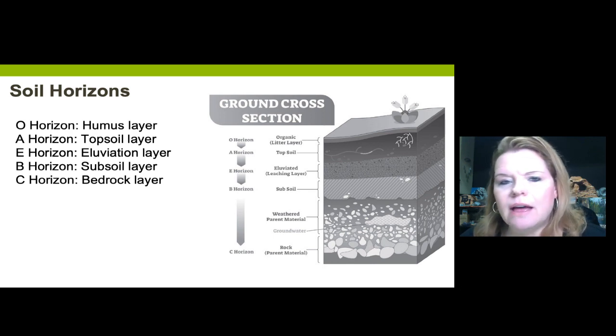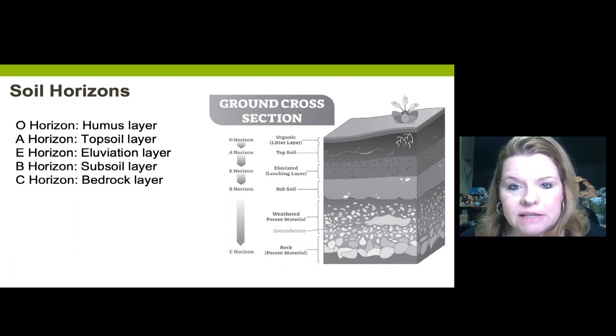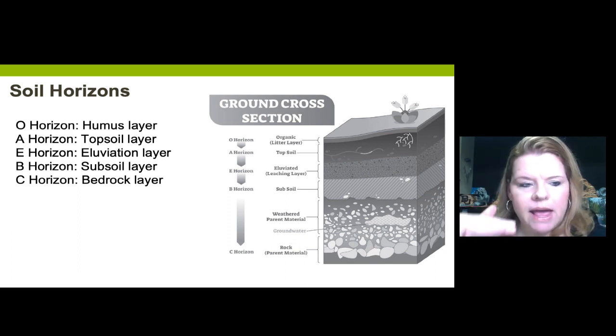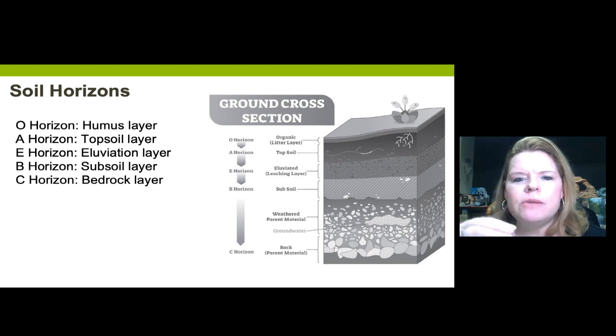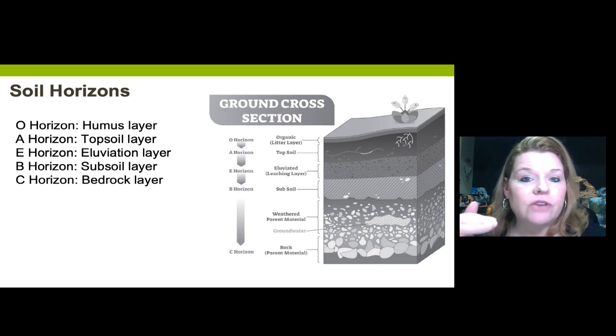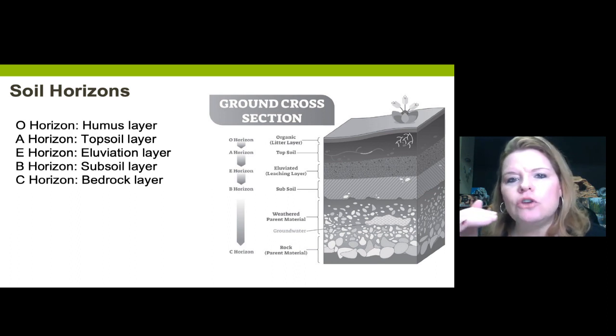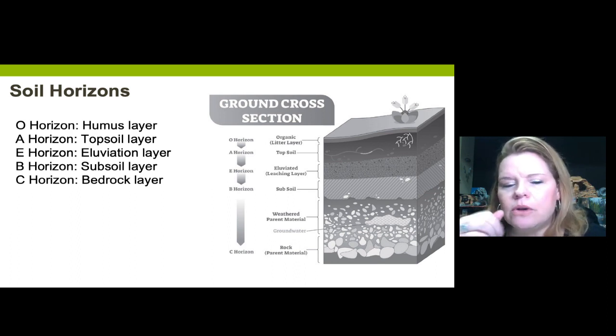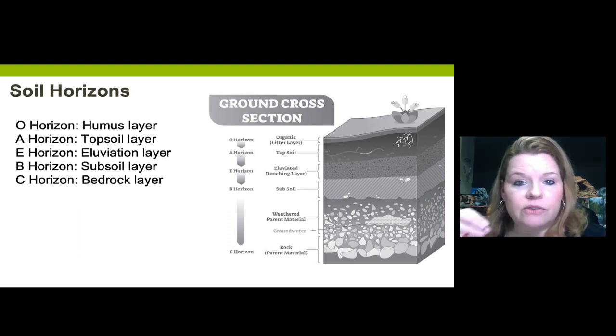You can still have bacteria, earthworms, and so forth, but it is a necessary process of the transition from O to A. Then there's a layer in between A and B that is called the eluviation layer, and that allows for minerals to leach from O and A into the B layer, which is called the subsoil layer. So the E layer is the eluviation layer. It's an important layer. It's lighter in color, and again, that's where leaching occurs of minerals.